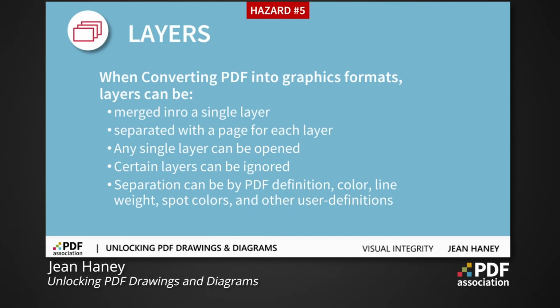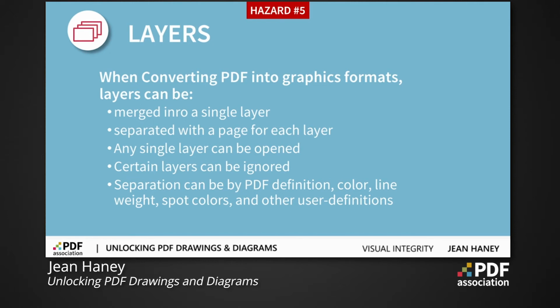Being able to separate PDF files based on layers and to only work with selected layers is a powerful feature. Layers in PDF can be viewed according to the definitions in the PDF file or by the layers as defined by the author. This can be color, line weight, spot color names, or a combination.